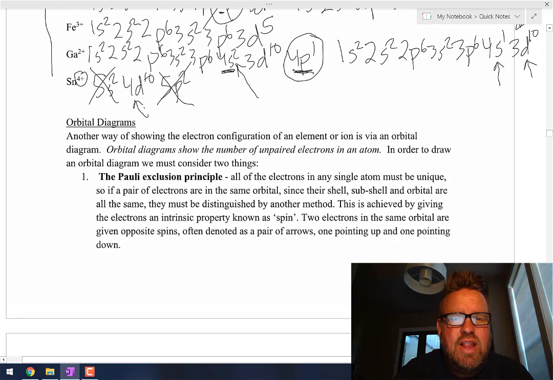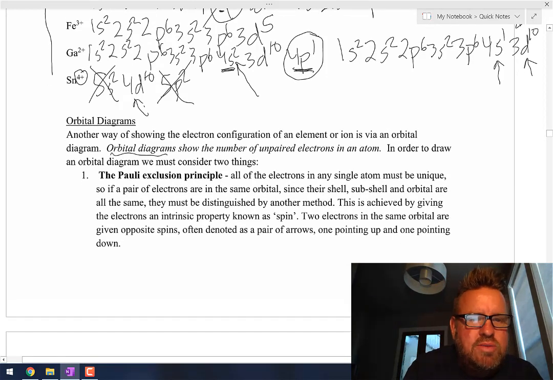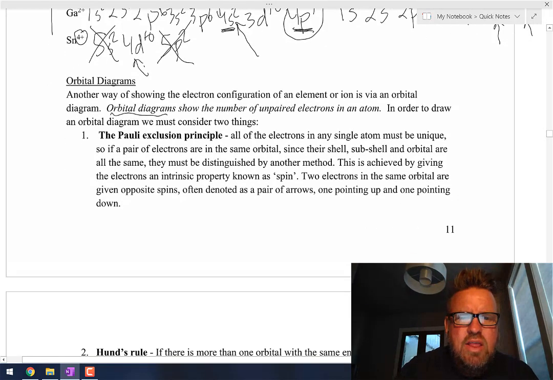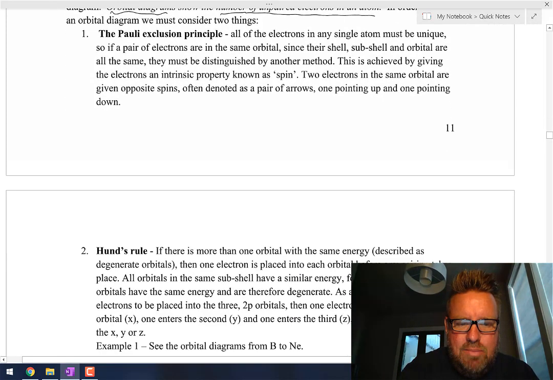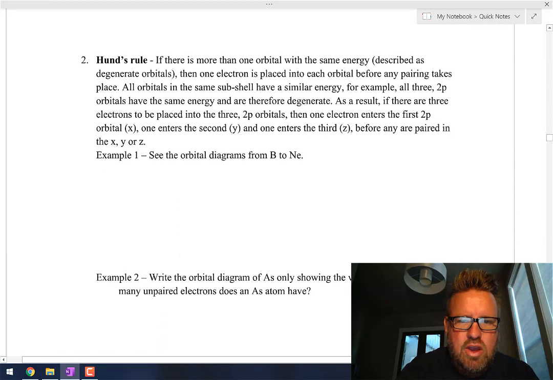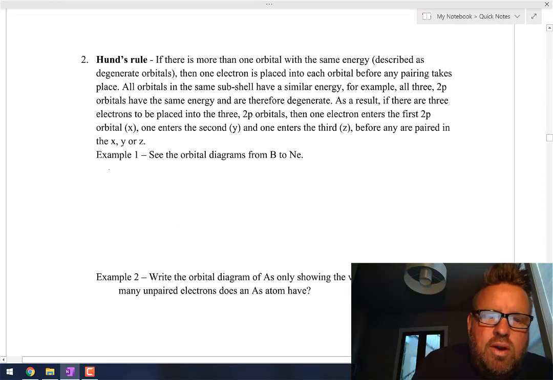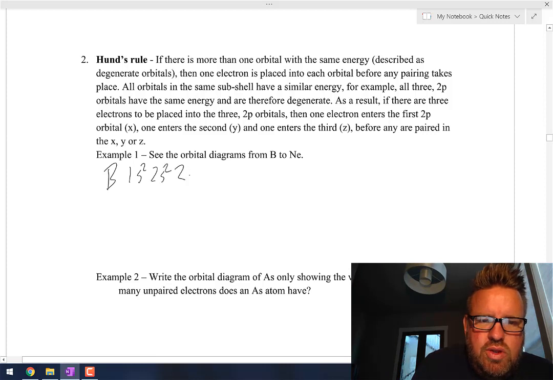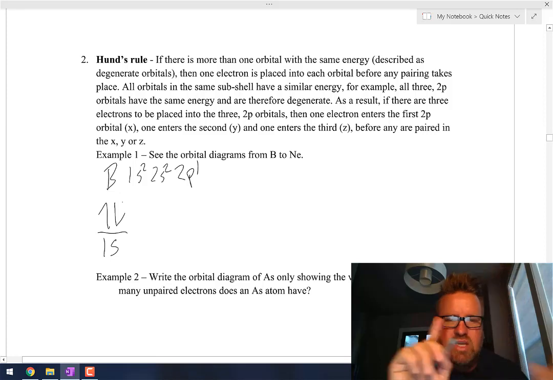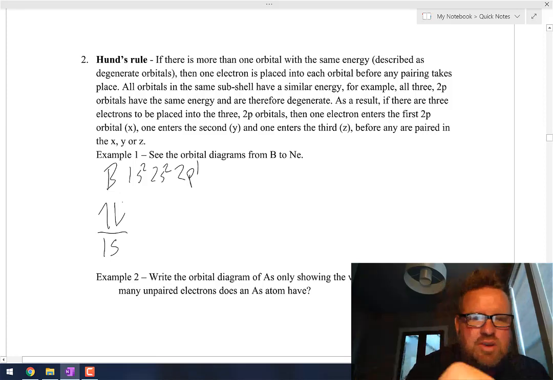Okay, and then the very last thing is what are called orbital diagrams. Not very common on the AP test, but they do help you figure out the number of unpaired electrons in an atom. And I'm just going to show you them here real quickly. For example, boron. Boron is 1s2, 2s2, 2p1. And what the orbital diagram looks like is you write 1s, and then you make 1 electron spinning up, 1 electron spinning down. Basically, the electrons are spinning in opposite directions.